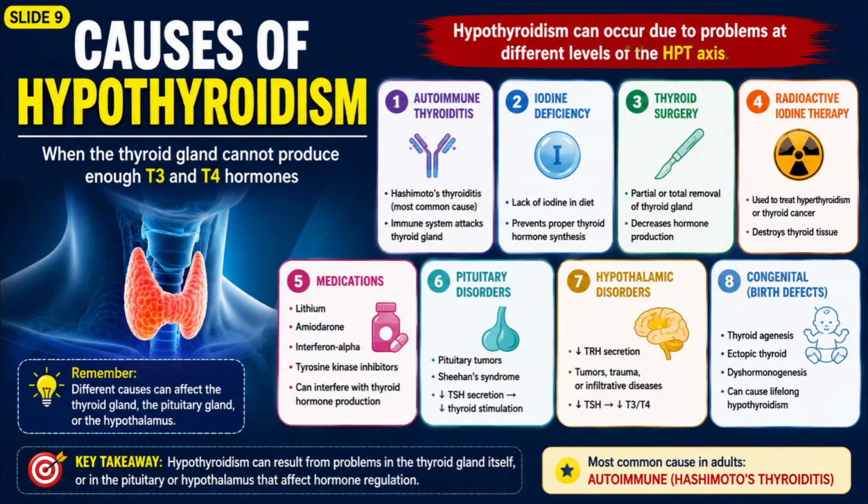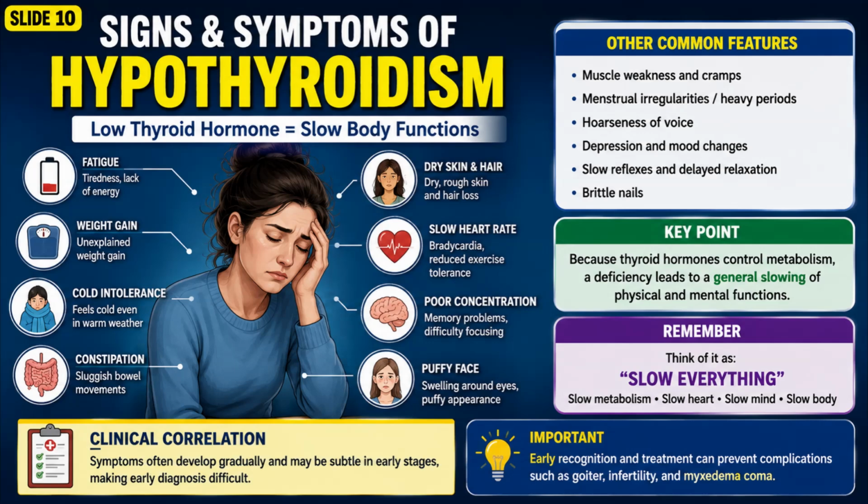Certain medications such as lithium, amiodarone, and interferon alpha may interfere with thyroid hormone production and contribute to hypothyroidism. Less commonly, disorders of the pituitary gland or hypothalamus can reduce the secretion of TSH or TRH, leading to decreased stimulation of the thyroid gland and reduced thyroid hormone production. In some individuals, hypothyroidism is present from birth due to congenital abnormalities of the thyroid gland, a condition known as congenital hypothyroidism.